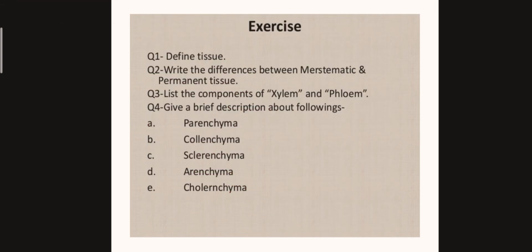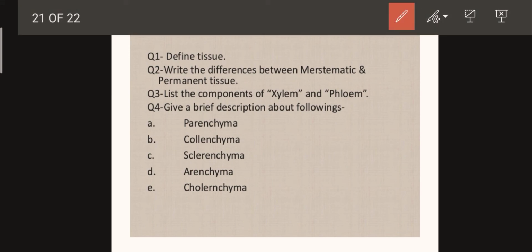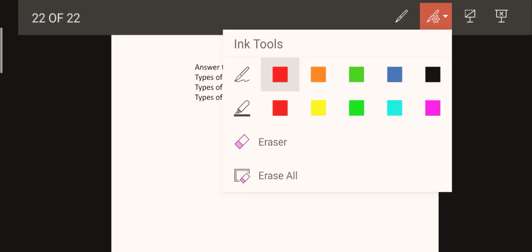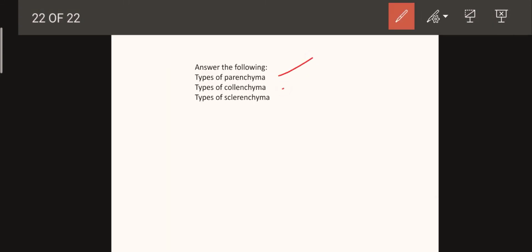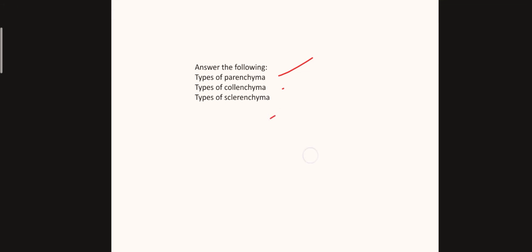This is your exercise: what are tissues, differentiate between meristematic and permanent tissues, components of xylem and phloem, and a brief description of the following types: parenchyma, collenchyma and sclerenchyma. Thank you.